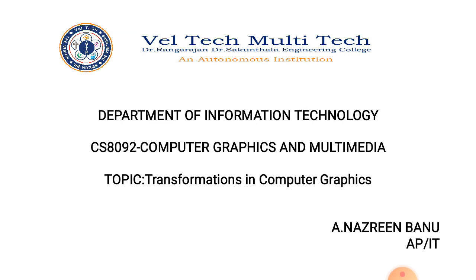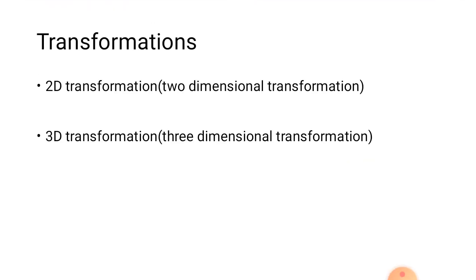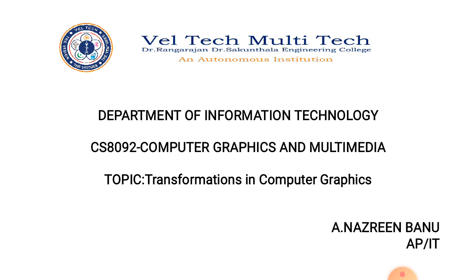The topic I am going to discuss here is transformation in computer graphics. The subject code for this is CS8092, Computer Graphics and Multimedia. Transformation in computer graphics is about how the transformation is done using geometric and coordinate transformation.